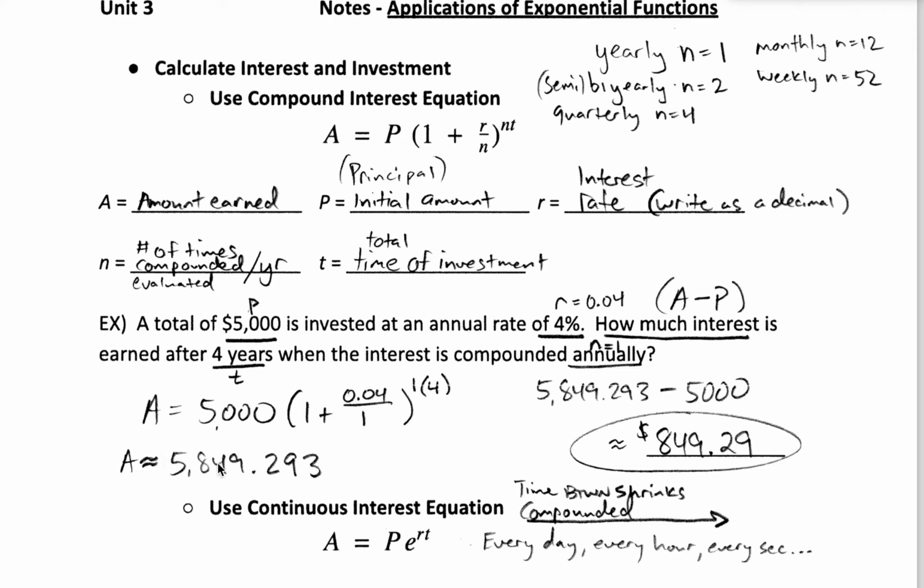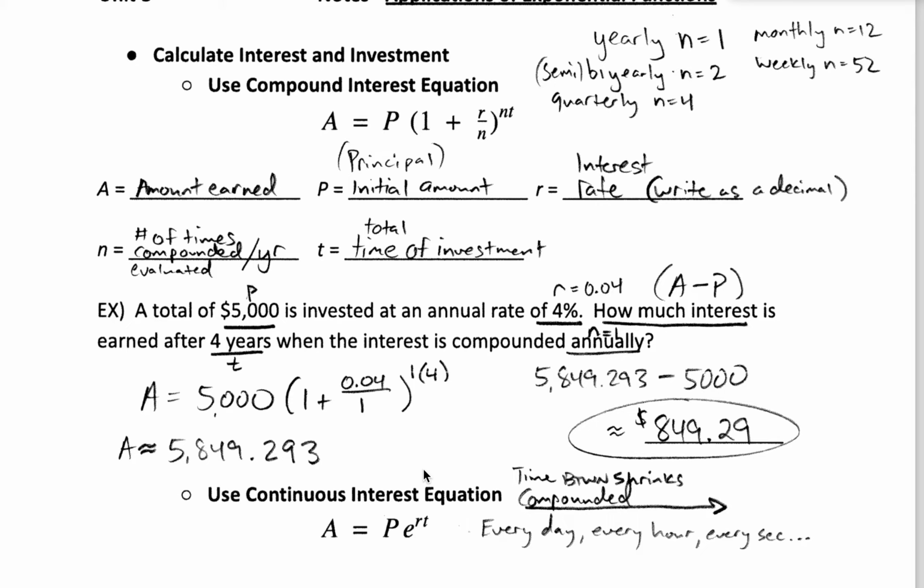And so how much of that was just straight interest or our money making money for us? So let's subtract our original investment, subtract that principal amount. So the amount of interest earned was the difference, $849.29. So that's kind of nice. Put $5,000 in the bank and wait 4 years and you make $850.